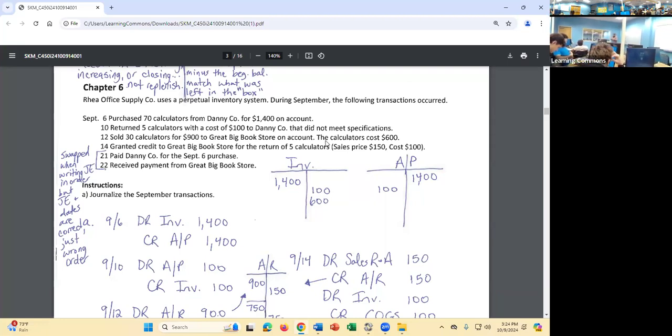Now, September the 12th, we sold 30 calculators to Great Big Bookstore on account for $900. Those calculators cost us $600. So whenever we sell inventory, how many journal entries do we have to make? Two. So we're going to double this up here. What's the first journal entry that we do? What are we recognizing? Again, the sale, the revenue. If I'm recognizing revenue, is that a debit or a credit? Credit, sales revenue.